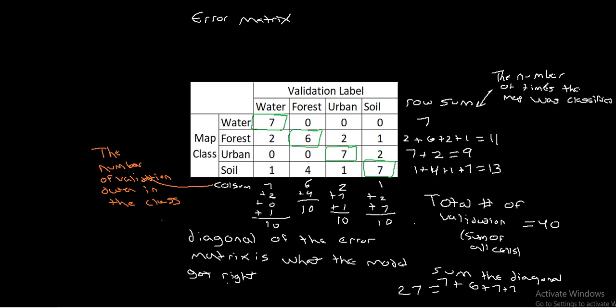Row sum is the number of times that a piece of validation data was classified in that class. So this means that we had 7 validation data classified as water. This means we had 11 validation data classified as forest, and so on. Okay? I know this is a lot. This is the fundamental concept and fundamental building block of dealing with accuracy assessment. So if you don't understand what each of these pieces means, the total number, the sum of the diagonal, column sums, and row sums, if you don't understand what they mean conceptually, you're going to have a very hard time grasping the actual calculations that we do with them.